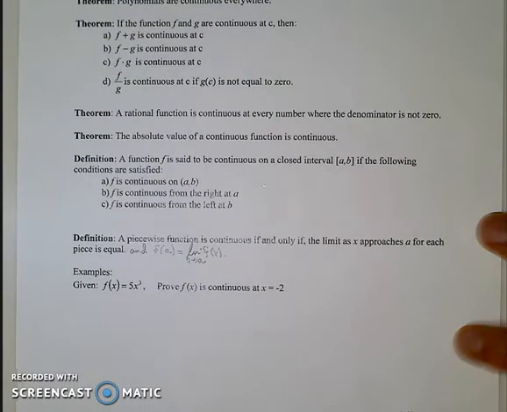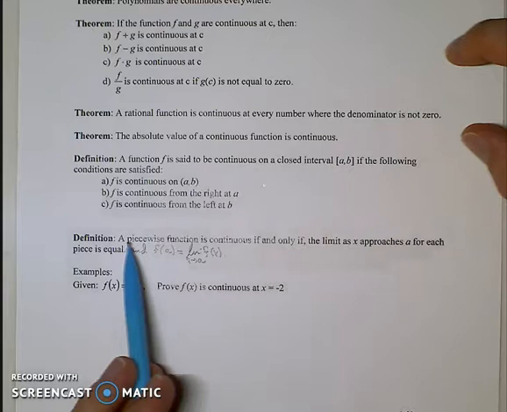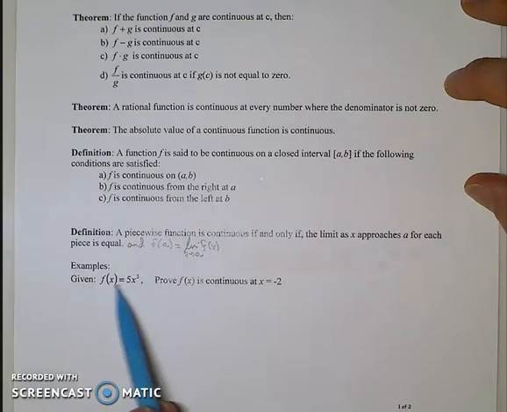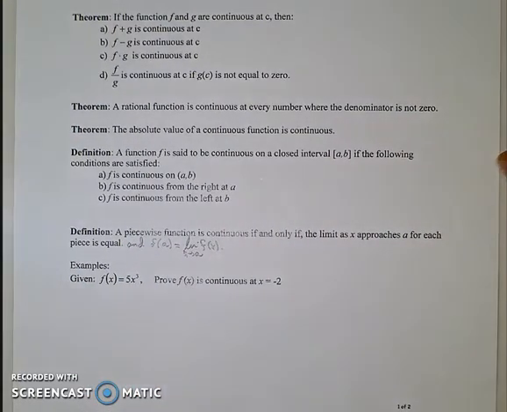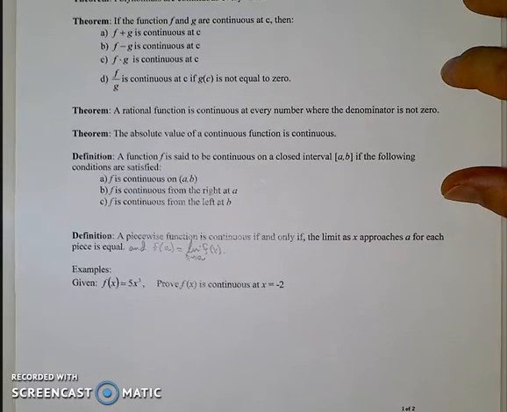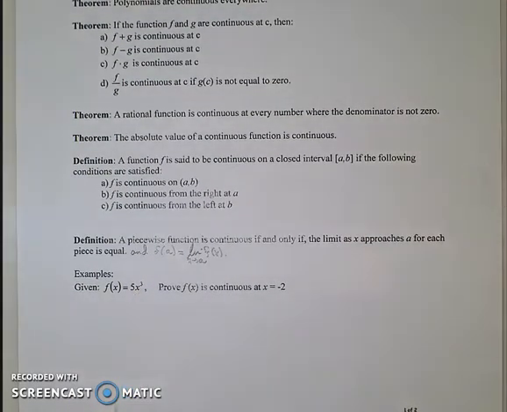The first example, we're starting off extremely simple to make it easier for you guys. So yes, I know the first example may seem a little simple. I'm doing it just to show how we do it. Given f of x equals 5x cubed, prove f of x is continuous at x equals -2. Notice, this is a polynomial. You could state that due to the theorem, it's continuous. I'm trying to show you guys how we're going to actually do it.